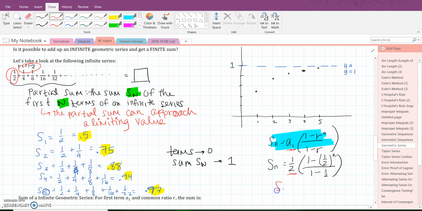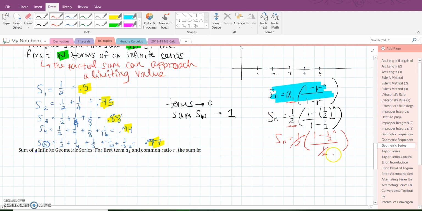Now let's go ahead and simplify this. I have 1/2 here, 1 minus (1/2)^n, and then 1 minus 1/2 is 1/2 in the denominator. Well, those cancel, so what I'm really left with is 1 minus (1/2)^n. So S sub n equals 1 minus (1/2)^n. And if n approaches infinity, (1/2)^n approaches 0. So I'm really just left with 1. So the limit of the partial sums is 1.